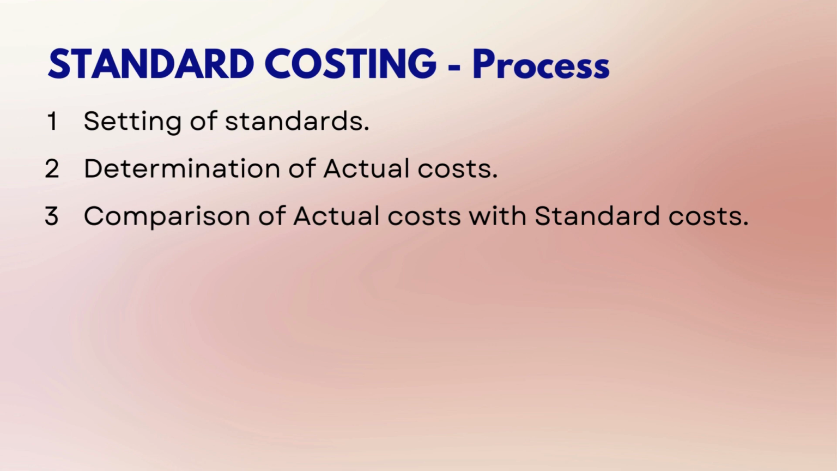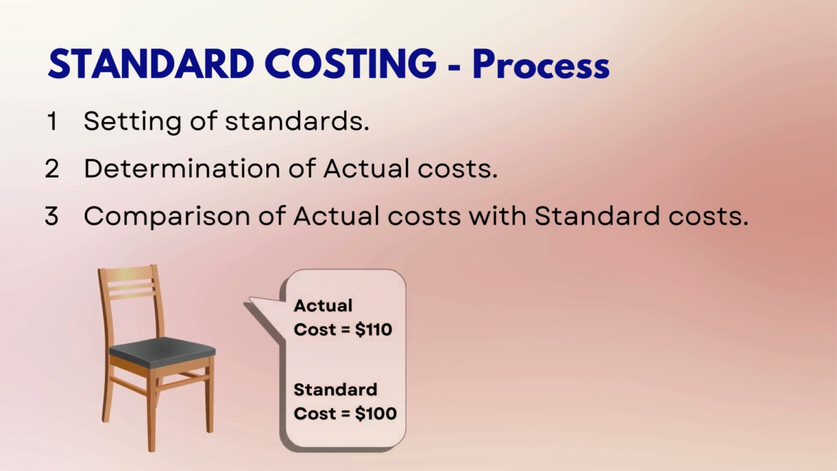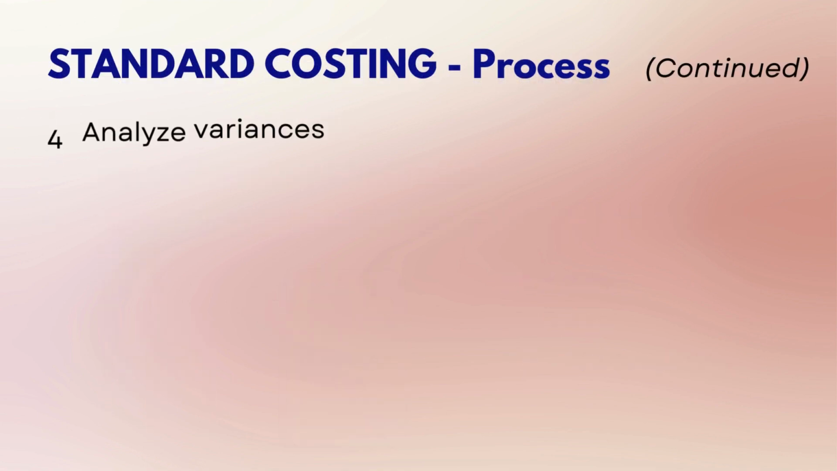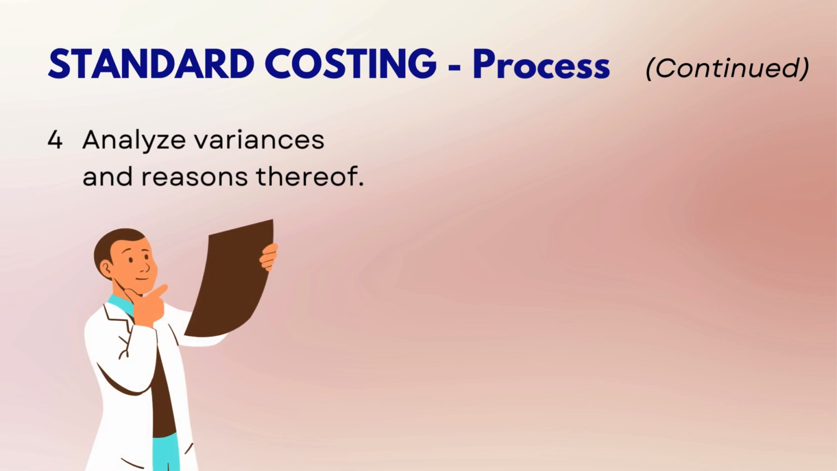In our example, if the actual cost of producing a chair is $110 against the standard cost of $100, the variance would be $110 minus $100, which is equal to $10, which is an unfavorable variance. If the actual cost is lesser than the standard cost, then we will have a favorable variance. 4. Analyze variances and reasons thereof. In this step, variances are reviewed and investigated for further action.